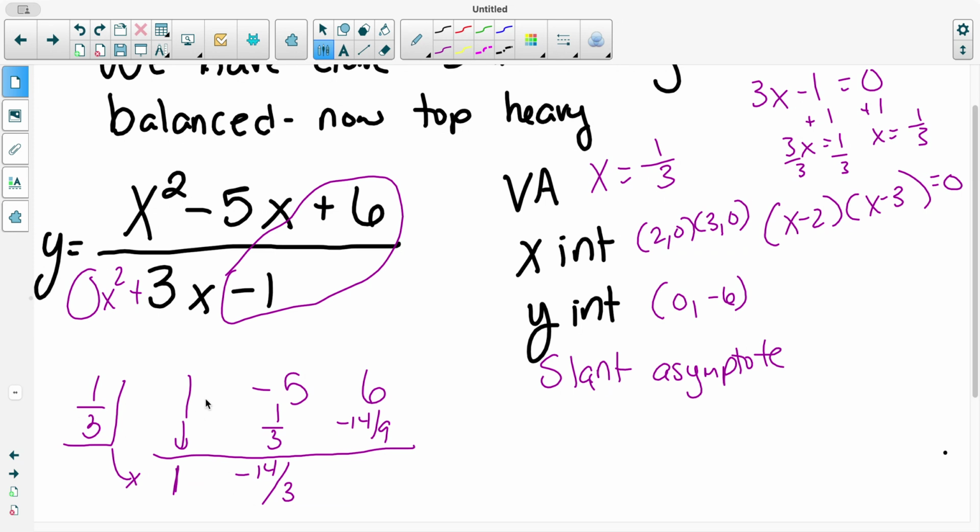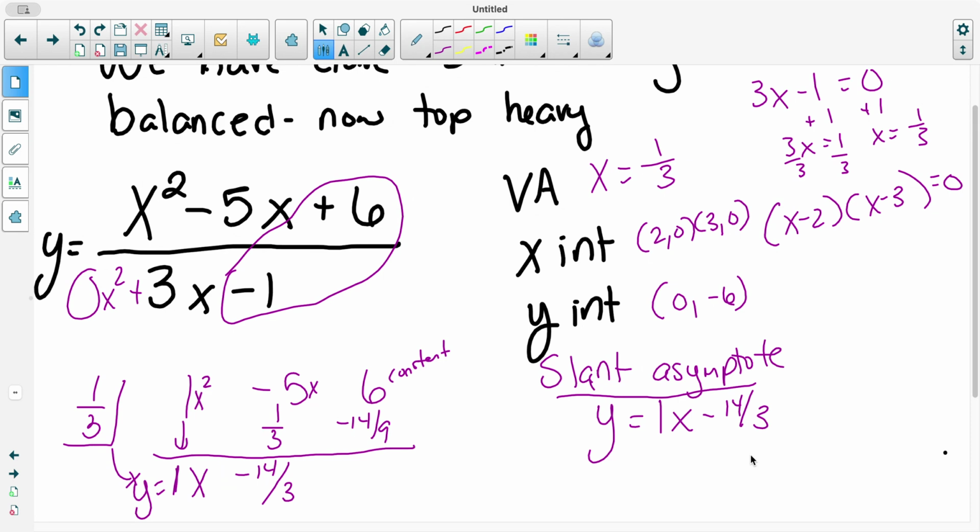Okay, so think about this. Back from synthetic division, this first term was x squared, and then this was an x, and this was your constant, right? So when you do the synthetic division on this, remember that you lose 1 degree. So this is technically 1x minus 14 over 3. This is the linear equation that is your slant asymptote. You don't even really need the last number. It's irrelevant. So my slant asymptote is the equation y equals 1x minus 14 over 3.